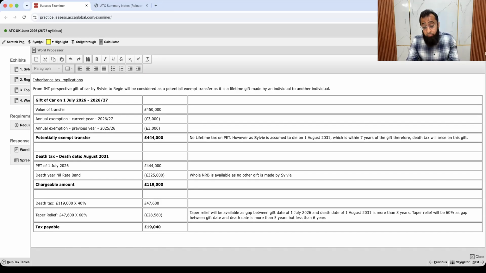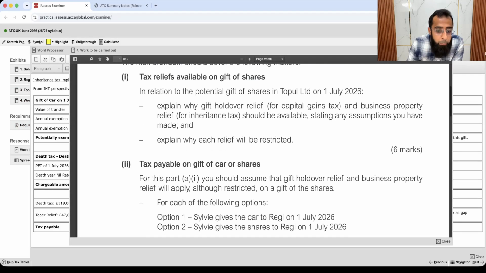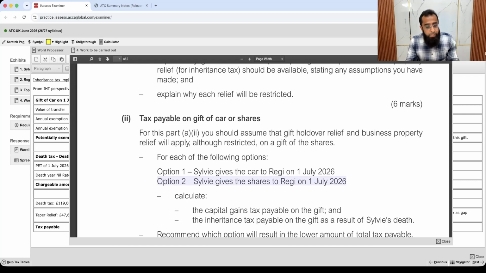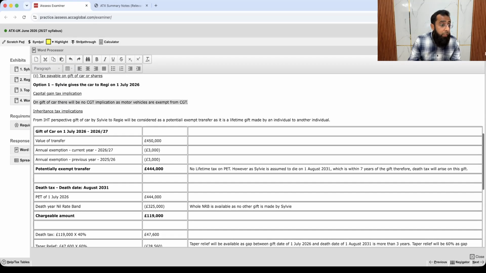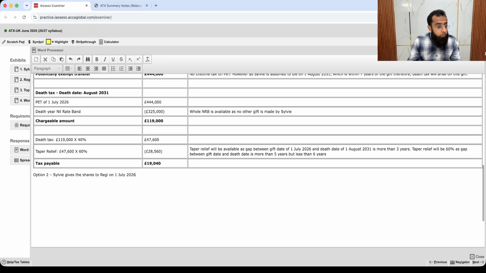I believe till now, this question is a piece of cake, a very easy one. Okay. Now let's move forward. What he's asking now: option number 2 is Sylvie gives the shares to Regi. This was the first option we did of giving the car. Now we are looking at option 2.